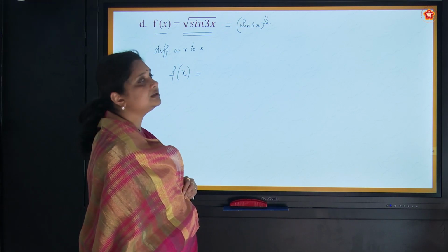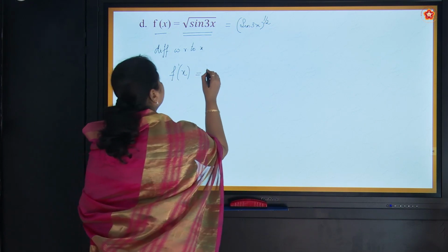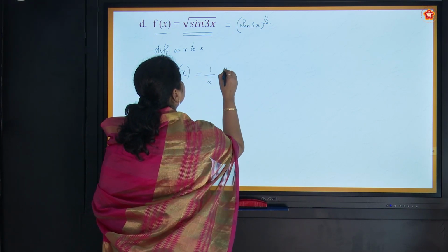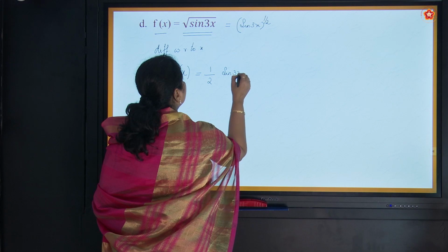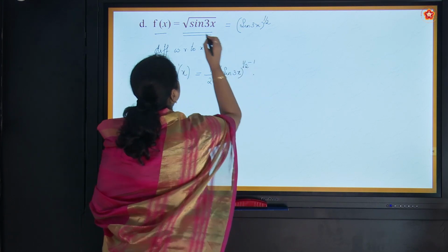This is what it means, right? So the outer function is a power function. So we will first use the power rule: half sine 3x, the whole power, half minus 1. Moving on to the inner function.